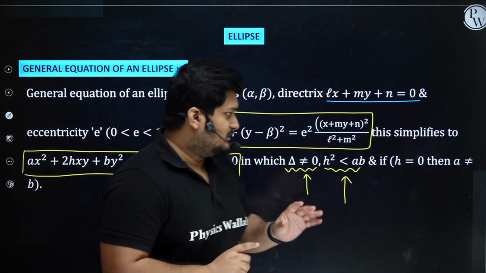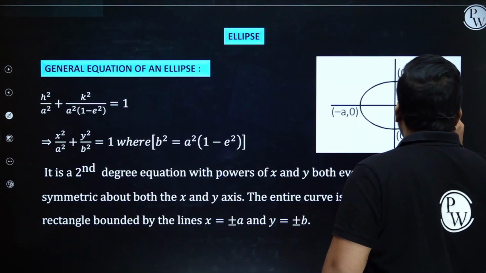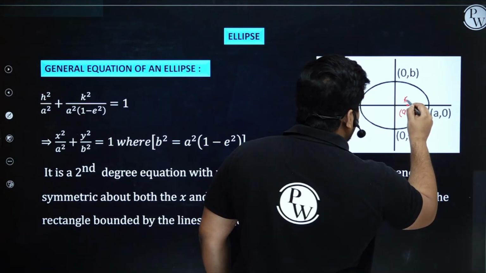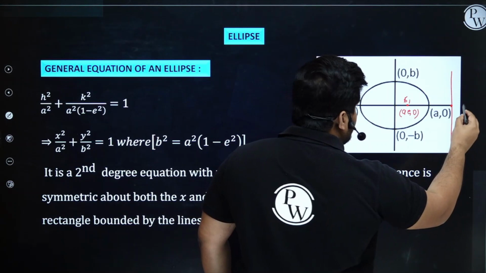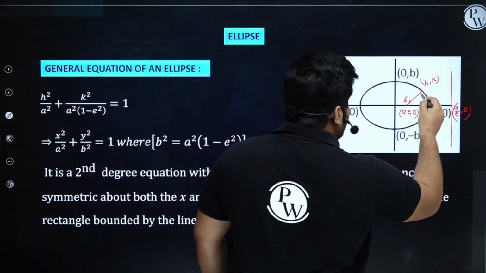Fine. Then how do we find the standard ellipse? So what do we assume? We are going to assume vertex, focus, everything here. We are going to assume focus as something (AE, 0). We'll assume focus here. And then we'll assume one directrix, which is x equal to A/E. And then for any point (h, k), we'll write PS equal to E times PM.